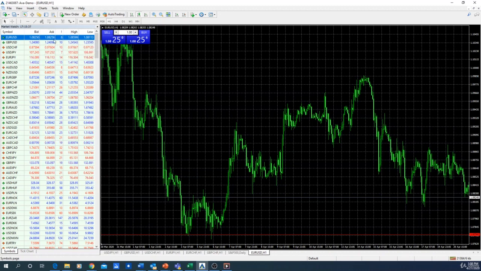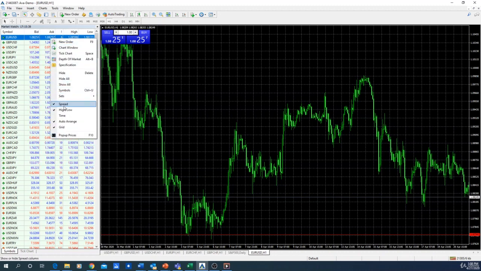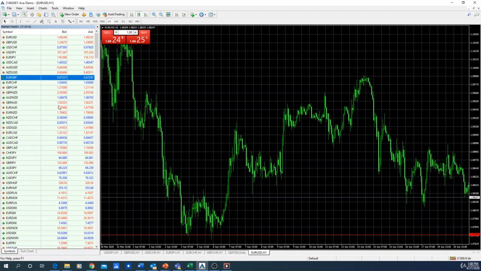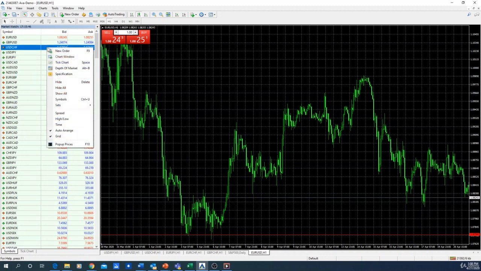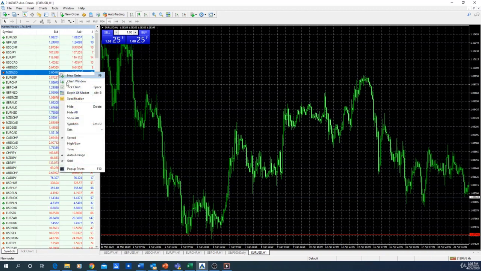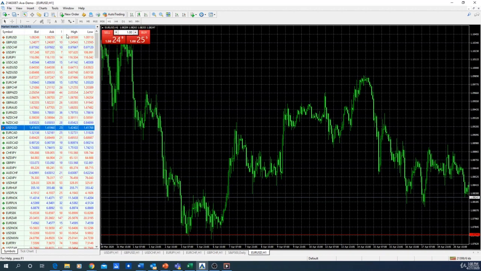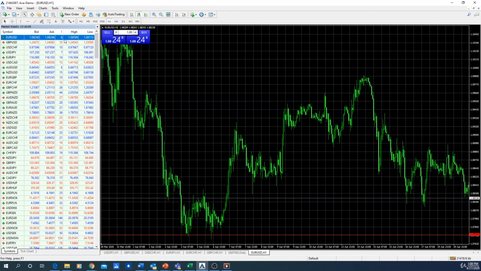So how do you make this appear? Normally, you don't have it. Normally, maybe your graph looks something like this. So very simple. What you want to do is simply add the spread and add the high lows. All right, so the spread here, which is an exclamation mark, is simply how much a transaction will cost you in pips. So for example, if you want to open up a trade of the Euro USD, it will cost you 6 pips.